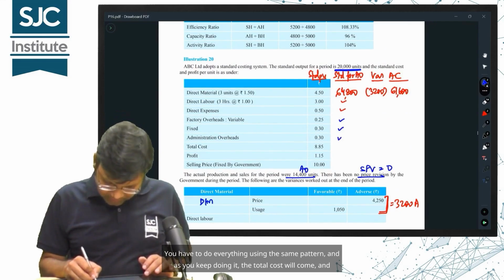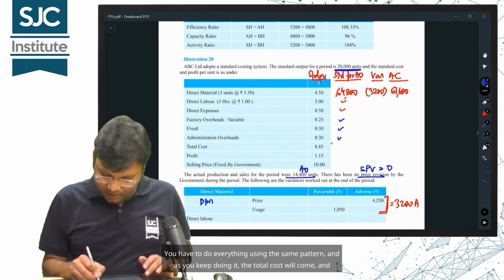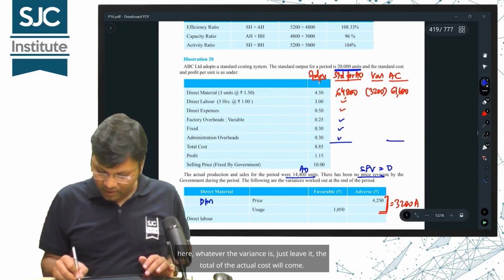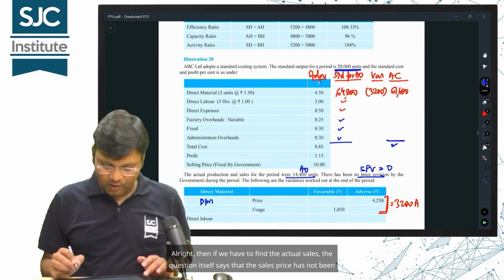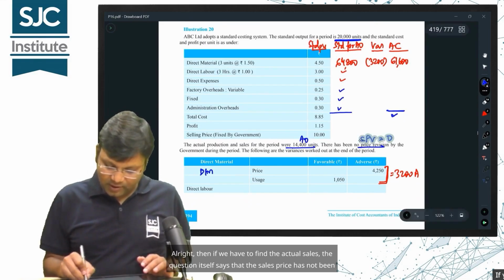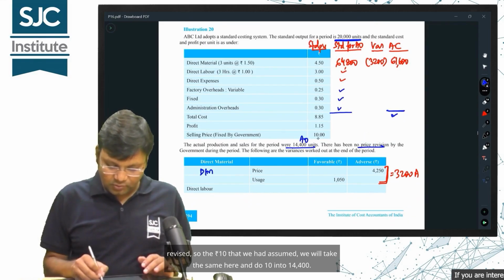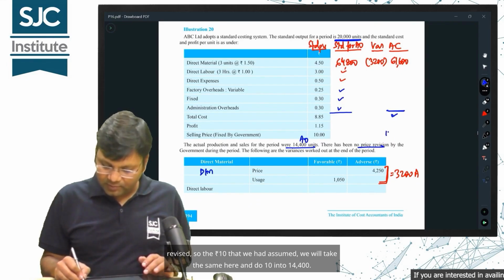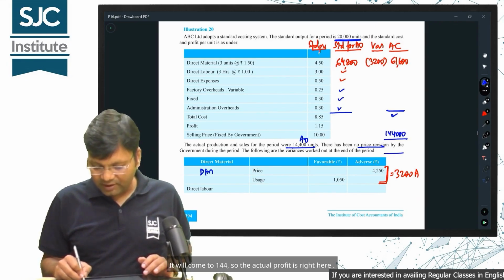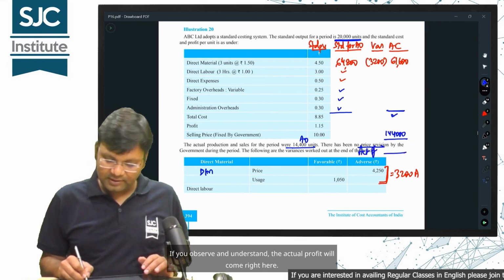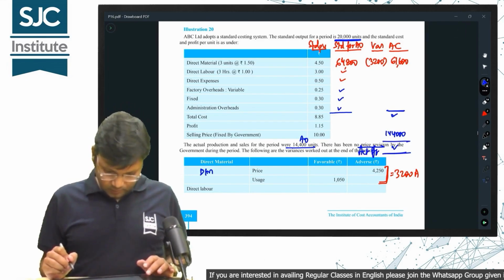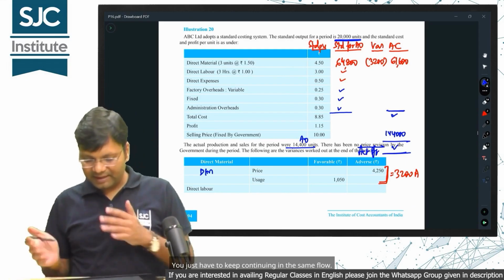You have to do everything using the same pattern, and as you keep doing it, the total cost will come, and here, whatever the variance is, just leave it. The total of the actual cost will come. Alright, then if we have to find the actual sales, the question itself says that the sales price has not been revised, so the 10 rupees that we had assumed, we will take the same here and do 10 into 14,400. It will come to 144,000, so the actual profit is right here. Okay. You just have to keep continuing in the same flow.